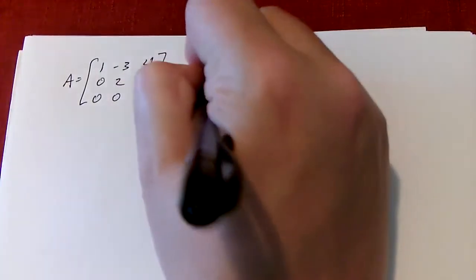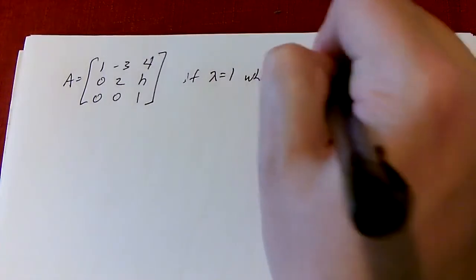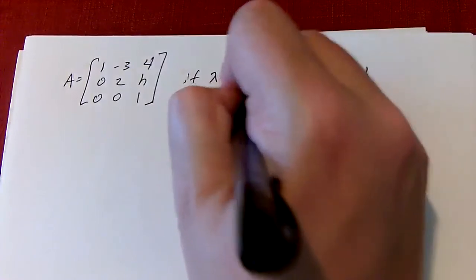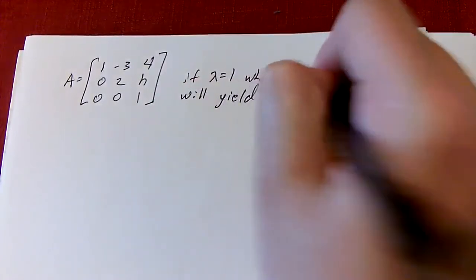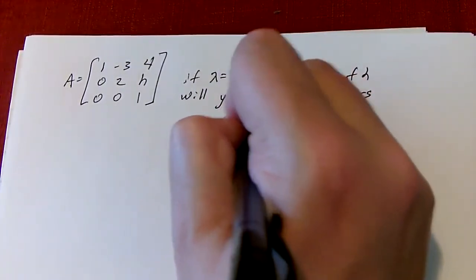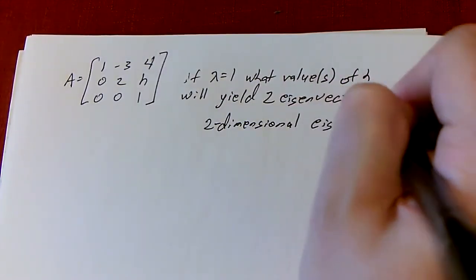Okay. So I'm going to have a matrix A. It's going to be 1, negative 3, 4, 0, 2, H, 0, 0, 1. So if lambda equals 1, what values or value of H will yield 2 eigenvectors? Which we could also say is a 2-dimensional eigenspace. Either thing.